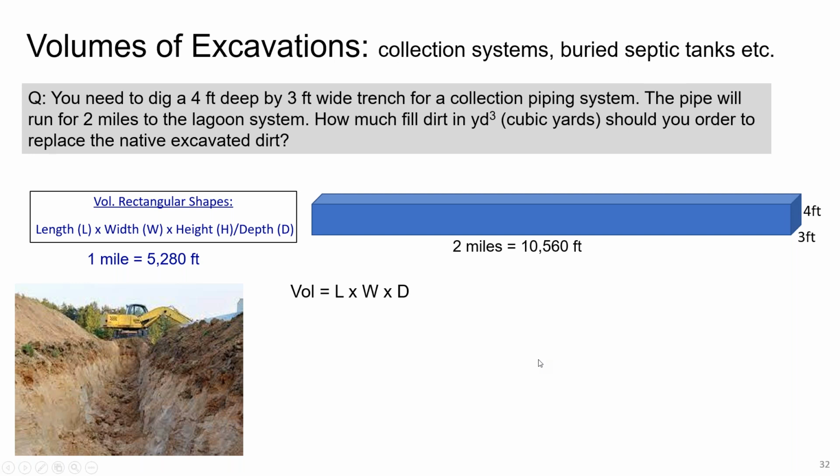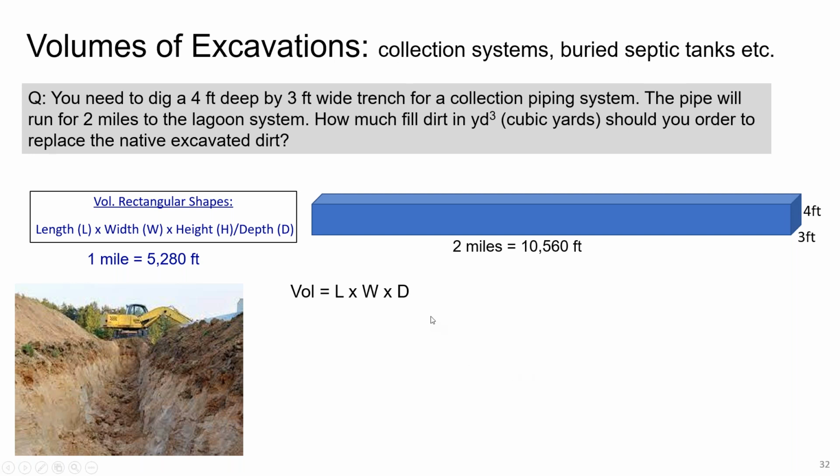As you dig out this soil, sometimes you might be required to order new soil to replace the native soil, because different pipes have different requirements. You might have native soil that is not a very good fill dirt, and you might be required to get additional fill dirt to replace that native soil. So this is the problem where you need to know how much of that dirt to order.